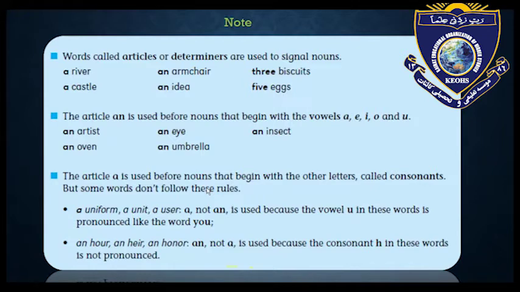Come to the next: an hour, an heir, an honor. We can't pronounce H because the letter H is silent here. And "a" is not used because the consonant H in these words is not pronounced. Again: an hour. This is not "a hour." This is wrong. "An hour" is right. An heir, an honor, and not "a."